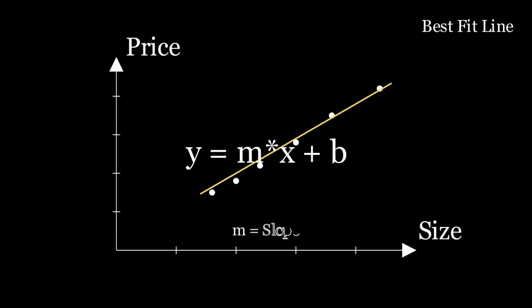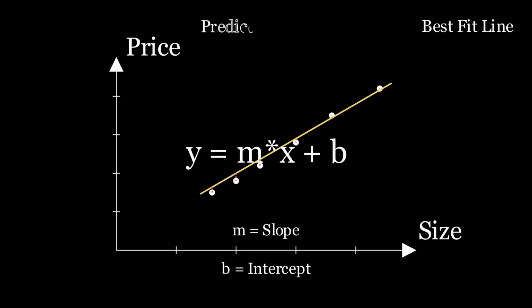The value m is called the slope. The slope tells us how much the predicted price changes when the house size increases. The value b is called the intercept. The intercept determines where the line crosses the vertical axis. Once the model learns this line, it can make predictions for new houses it has never seen before.